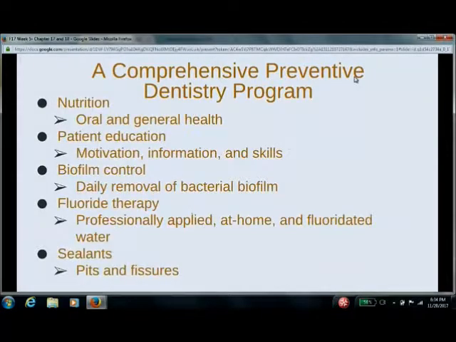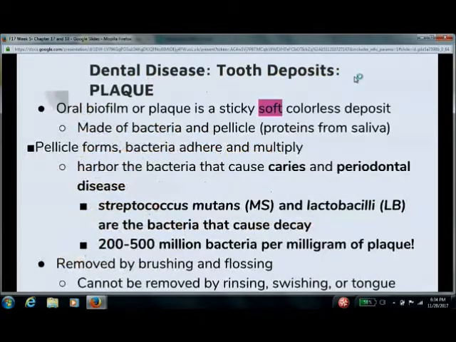So what goes into the body, your patient's understanding of how that affects their health, your patient's understanding of and their skills at removing plaque, also the things that we can do in the office and what the patient can do at home to fight decay and disease, and then some preventive measures that we do in the office like sealants that keep disease away. So let's talk about plaque.